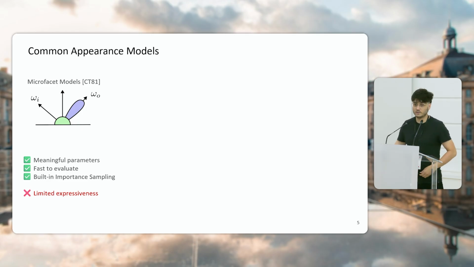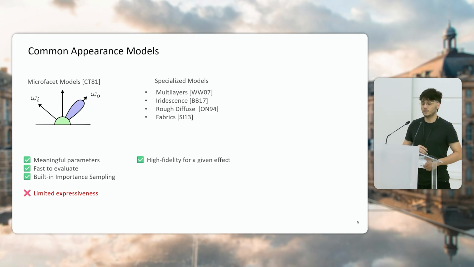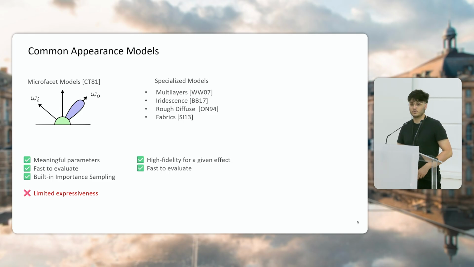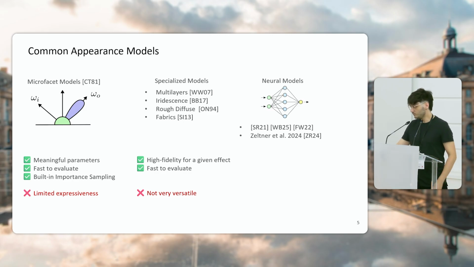Here are some alternatives to microfacet models to achieve more complex effects. So we have specialized models that are also analytical, such as multi-layers, iridescence, rough diffuse, or fabrics. These can all represent such effects with high fidelity, and they are also fast to evaluate. They also sometimes come with importance sampling for path tracing and ray tracing. However, they are not very versatile, which means that in a production pipeline, you would end up picking and choosing between many different effects, which can be a bit complicated with the workflows.